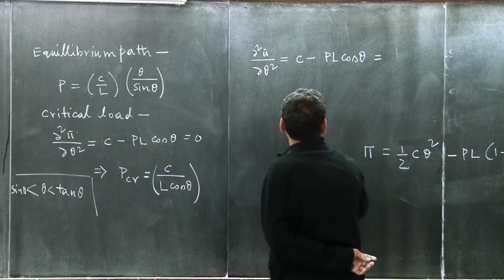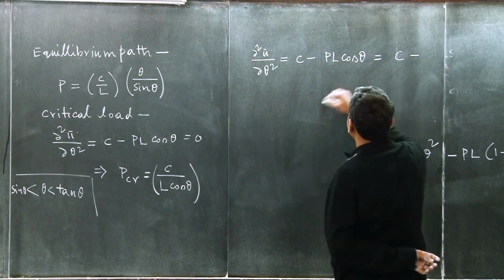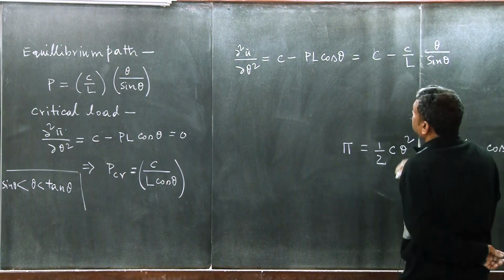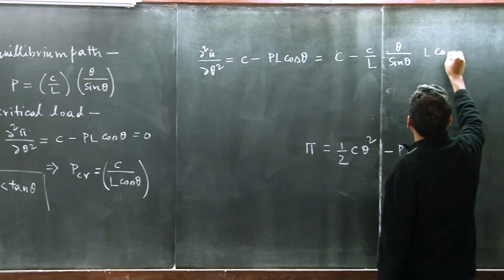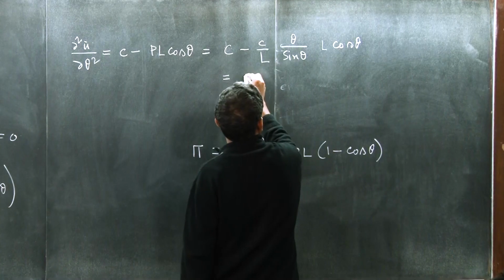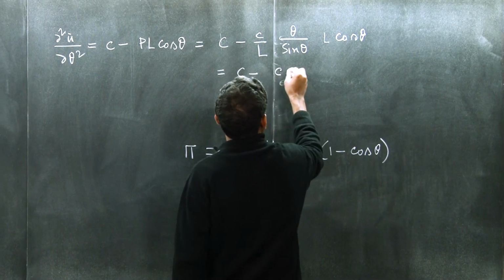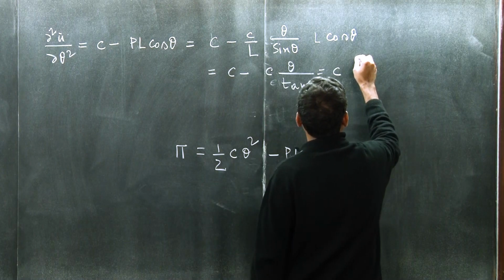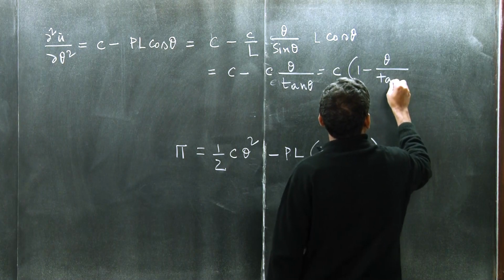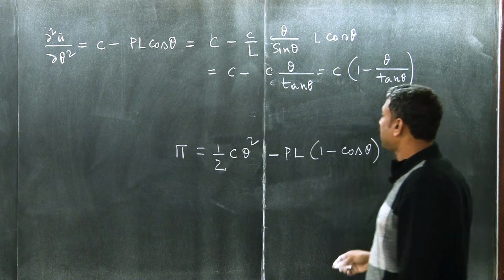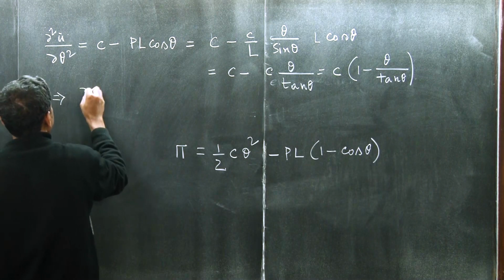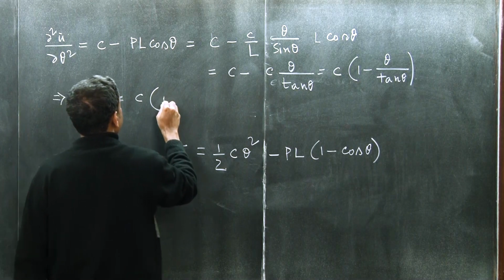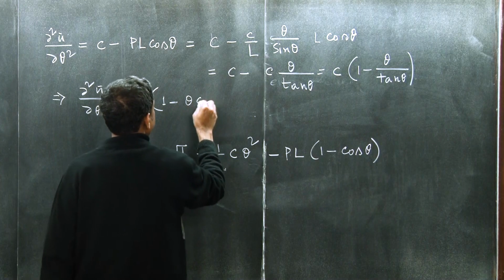So for that, this is C minus, and this P is what? C by L, theta by sin theta, then L cosine of theta, and this is nothing but C minus C theta by tan theta, so C times 1 minus theta by tan theta. Or I can write, I will just simplify it, del 2 pi del theta 2 is equal to C times 1 minus, if you want, theta cot theta.